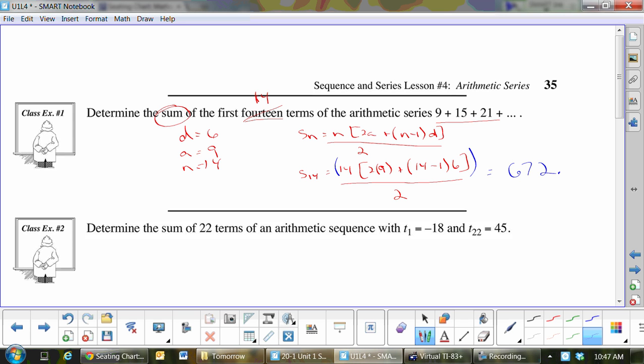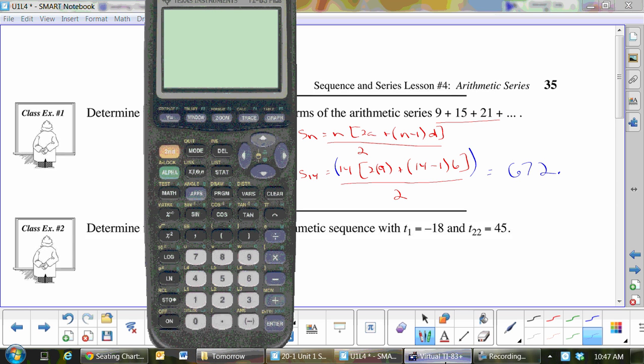Okay. Now, if anyone not, well, I guess you're not going to admit it. But what if you didn't get 672? Anyone going to admit they didn't get 672? Okay. So what you want to do is you want to look up here. This is probably the easiest way to do it. Put a bracket, 14, and then another bracket, 2 times 9 plus 13 times 6. So I actually don't put brackets on the inside if I want to keep it simple. Because sometimes you get so many brackets there, you either get an error or you have no idea what's going on. And then divide it all by 2.